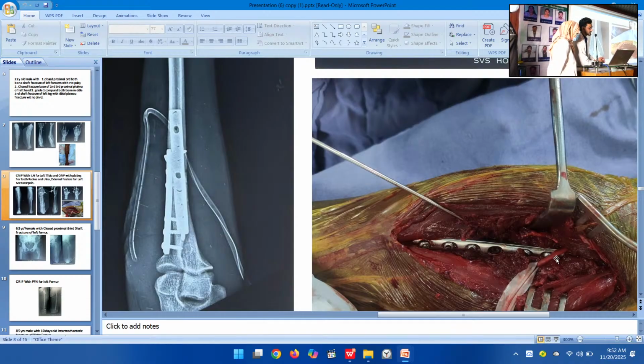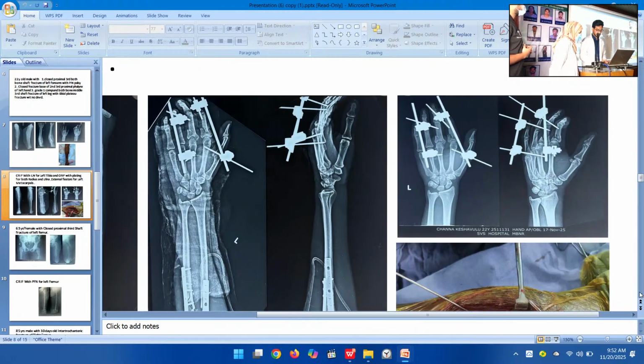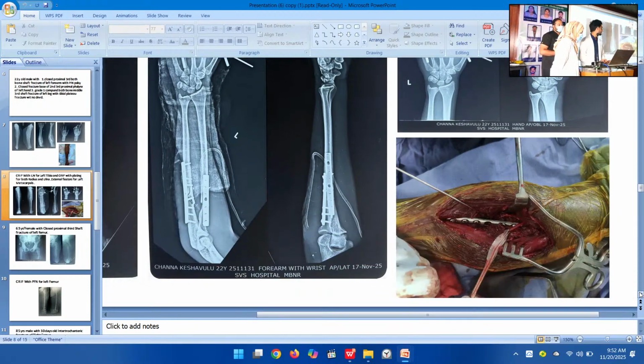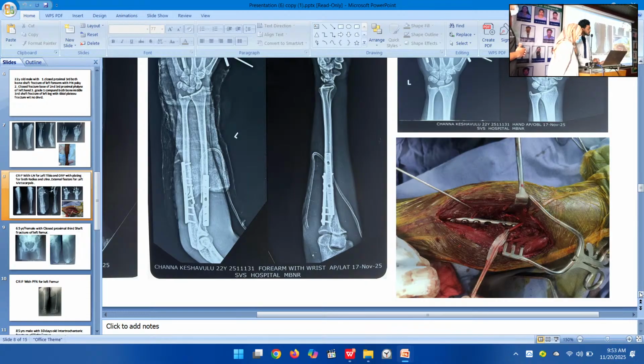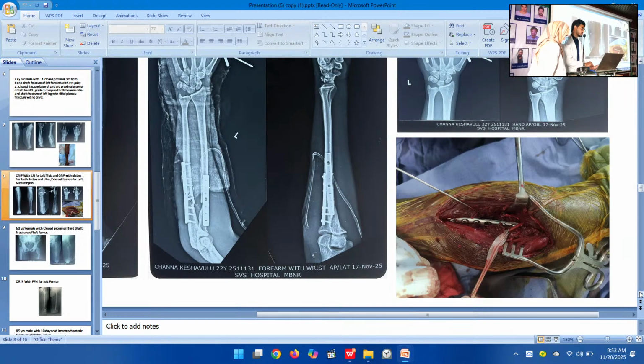Okay, what plate is this? DCP, sir. Small DCP. Yes, sir. So it is ideal to keep here, on the upper one-third of the radius. Is it tubular or semi-tubular? Semi-tubular we have for this. Semi-tubular is ideal for the upper one-third of the radius. Nice, it has a complete fragment there.